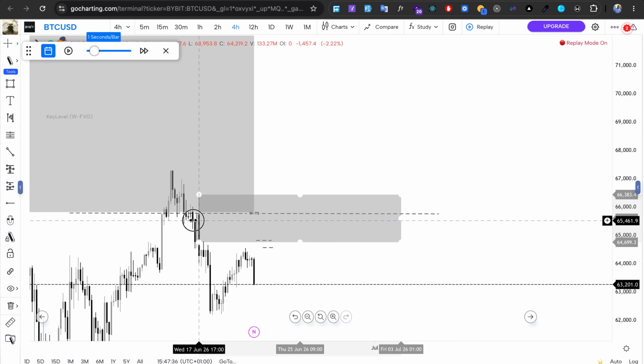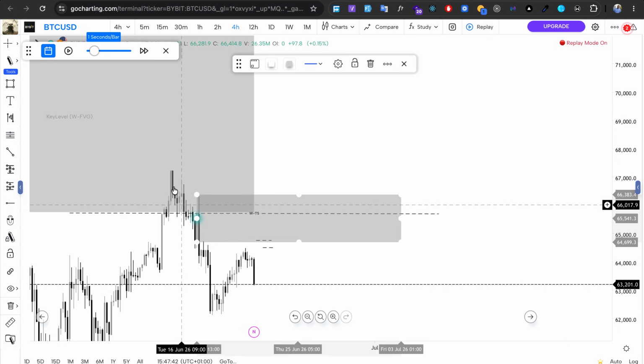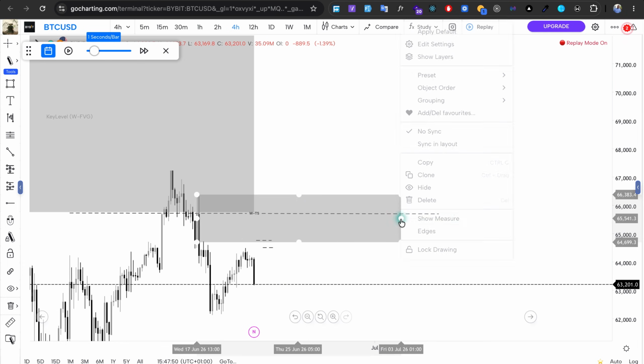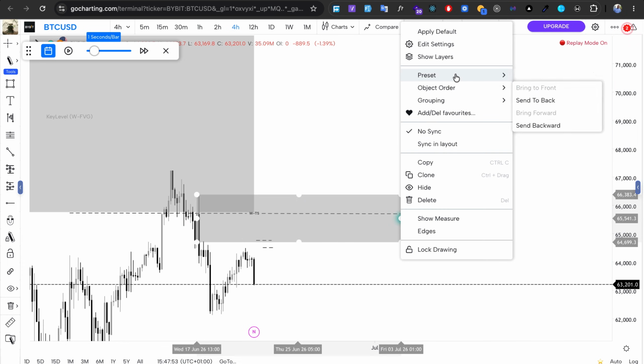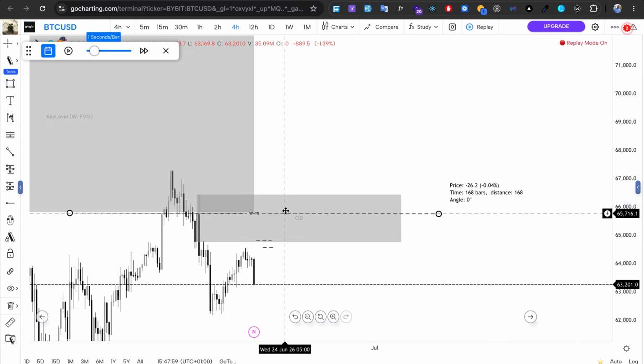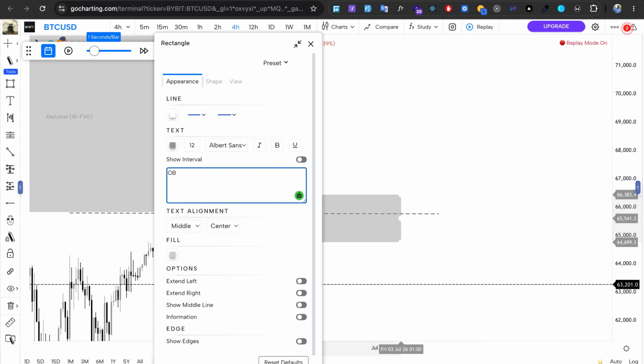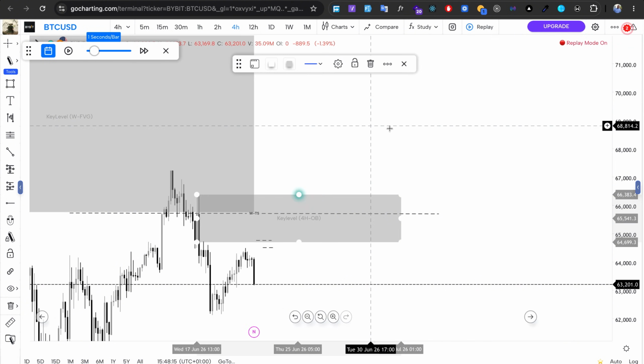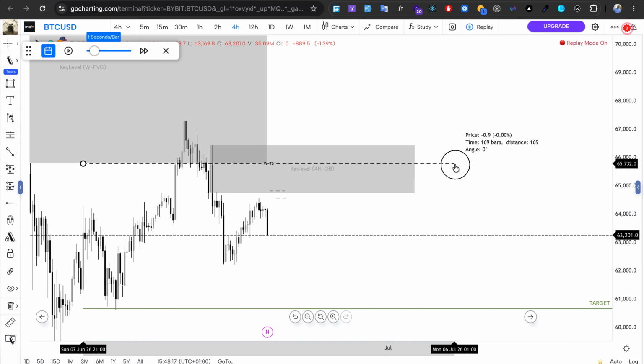We don't expect price to get to all these places because they are mitigated. This place is mitigated, this place is mitigated. So the only available key level, right, is this place. This is a 4 hour key level, a 4 hour OB, right? Let's reduce this.